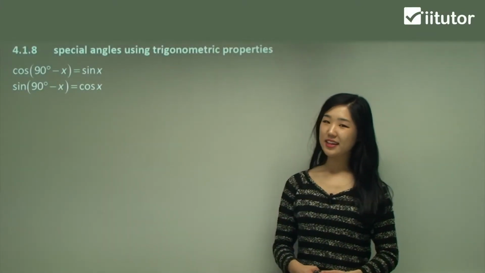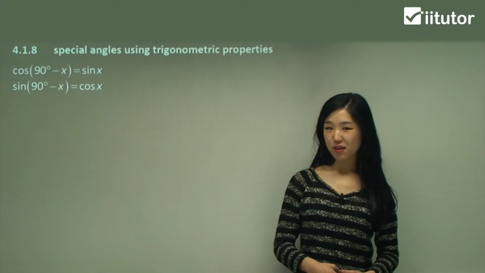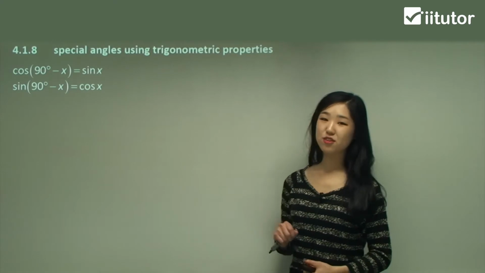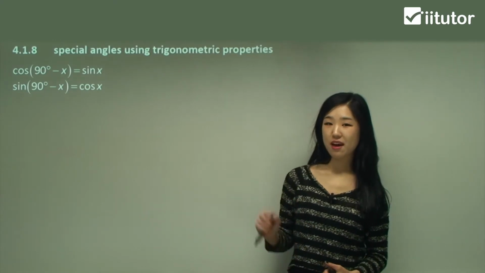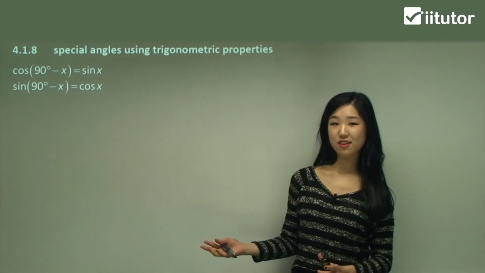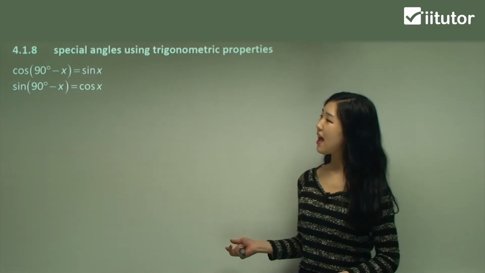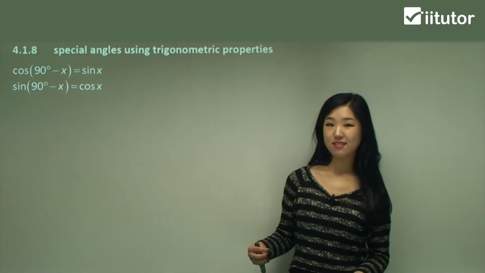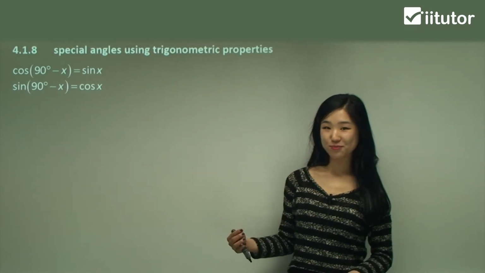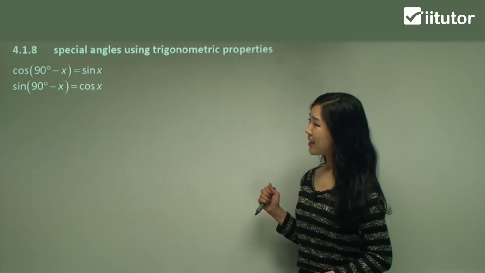Now we're going to be looking at special angles using trigonometric properties. So in this section as well, it's really useful if you have your exact value tables next to you, on a piece of paper somewhere, and probably also the ASTC rule, the all stations to central rule. Okay, so let's get started.